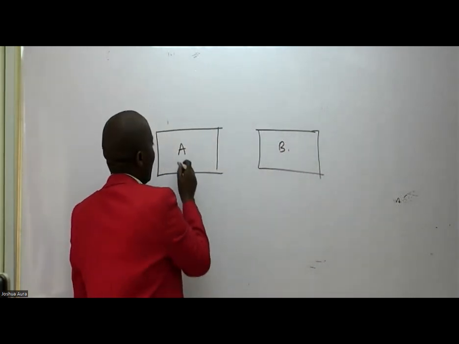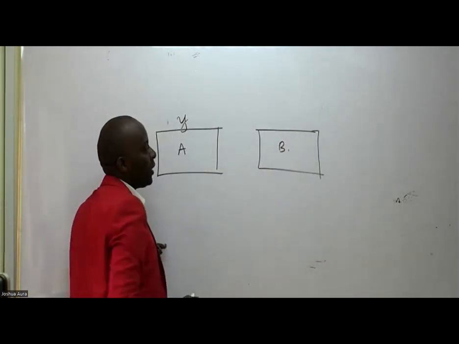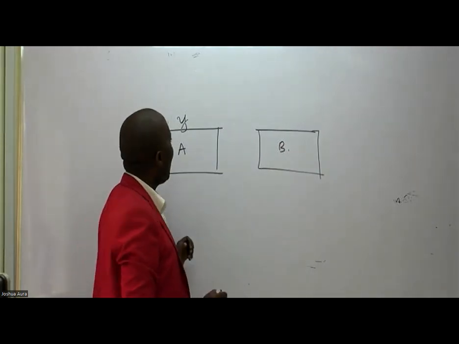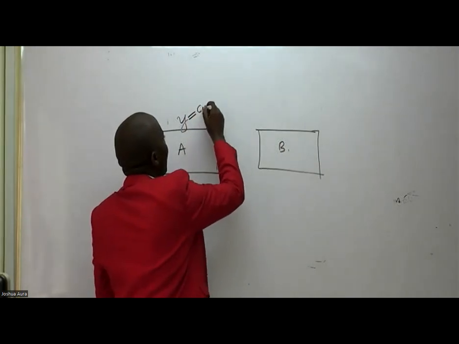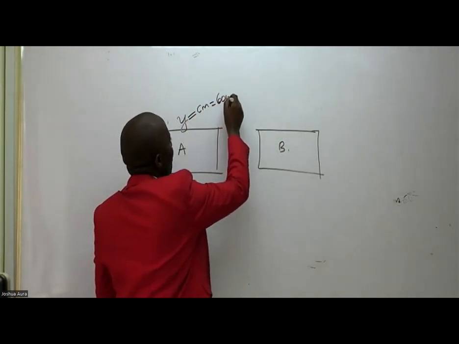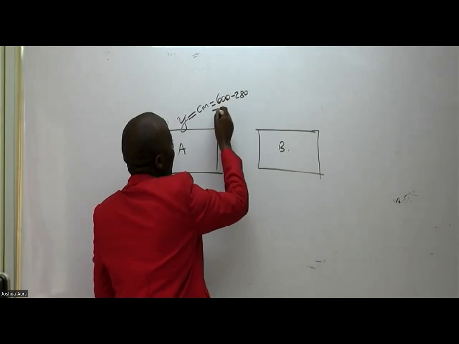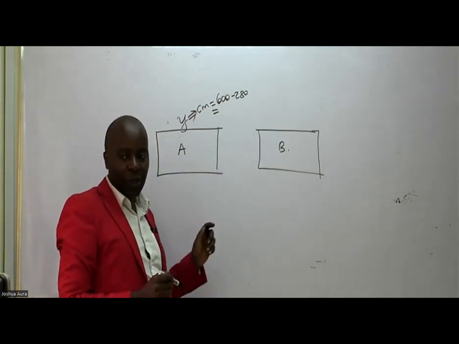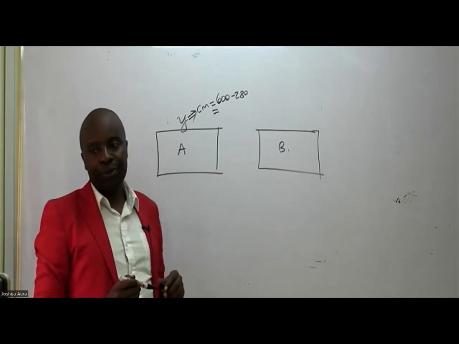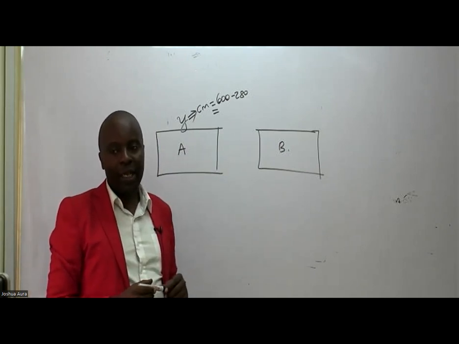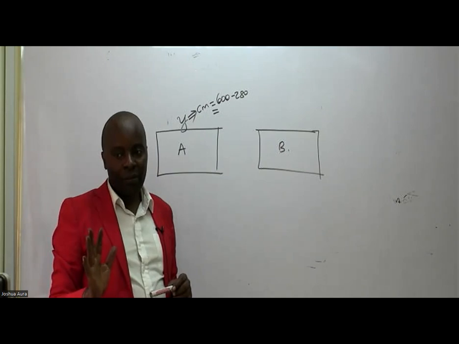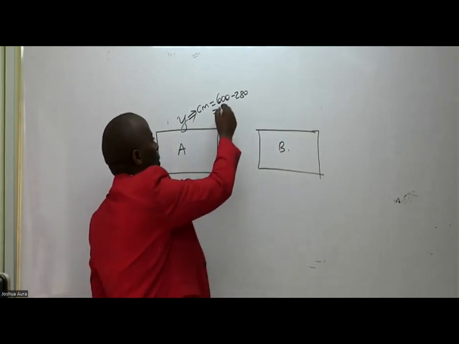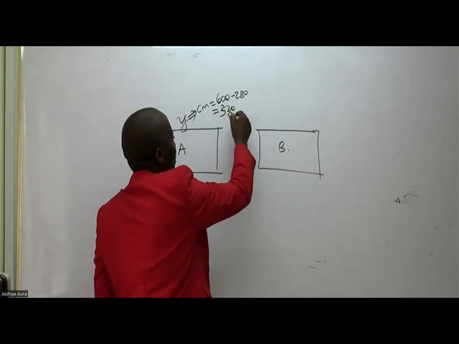A makes a product called Y, right? And for Y, you've been able to tell me that it gives us a contribution of 600 minus 280. You gave me the contribution margin of Y. Please tell me, the contribution margin of Y is how much? It's 320 per unit. Thank you very much.